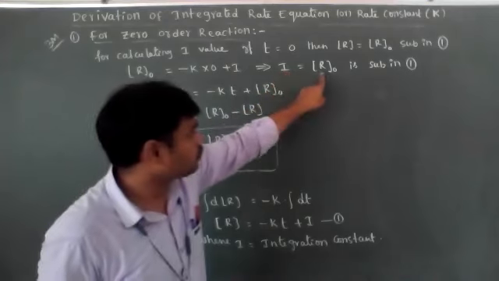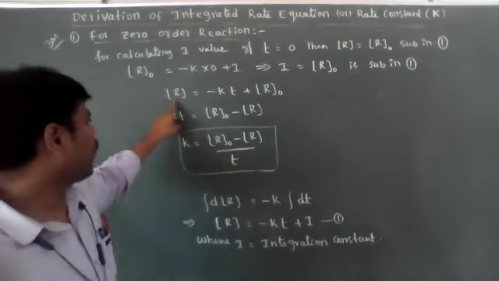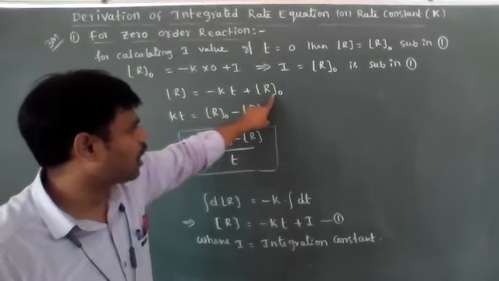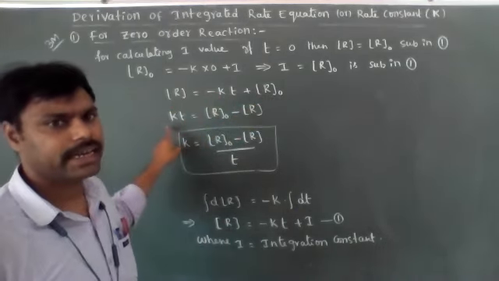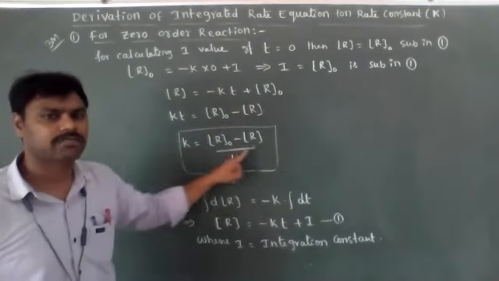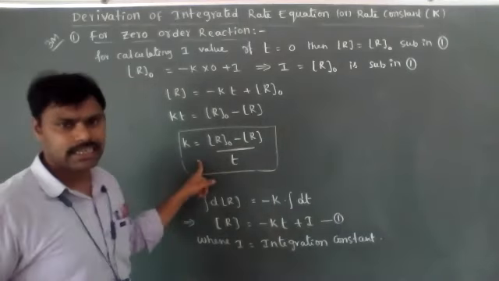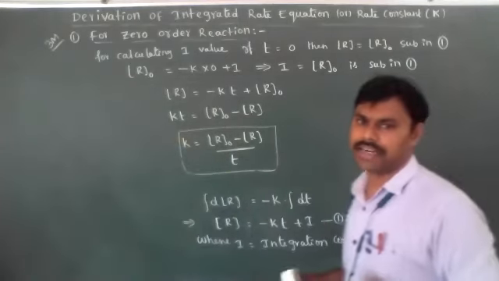Just that I is equal to R0, we have to substitute in equation 1. Then R is equal to minus Kt plus R0. Okay, then Kt is equal to R0 minus R. Then K is equal to R0 minus R by t. R0 minus R by t we got. This is the rate constant for a zero order reaction.